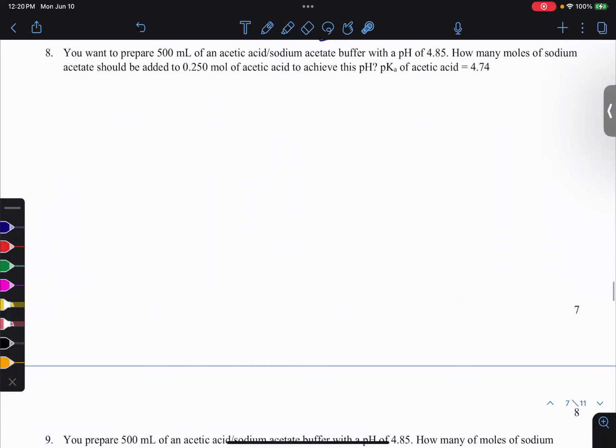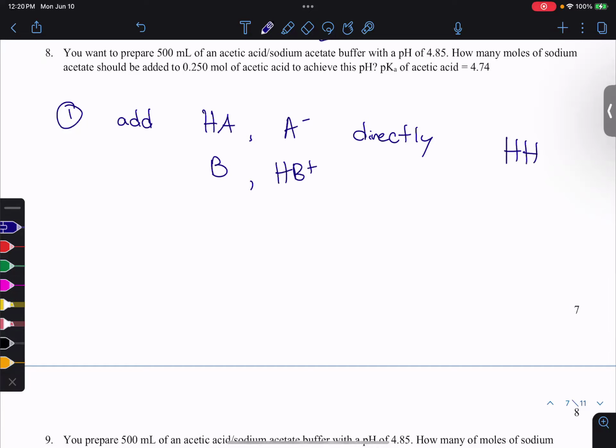So those were all our buffers, recognizing what am I adding to the beaker. There are 2 ways. So let me just review. 2 ways to make a buffer, right? The first way is you add HA and A- directly. You have to look closely at the formulas. If you add HA and A- or B and HB+ directly into your beaker, you just use the Henderson-Hasselbalch. That's it. You go straight to Henderson-Hasselbalch.